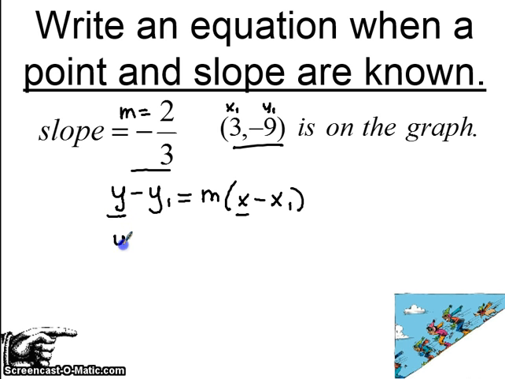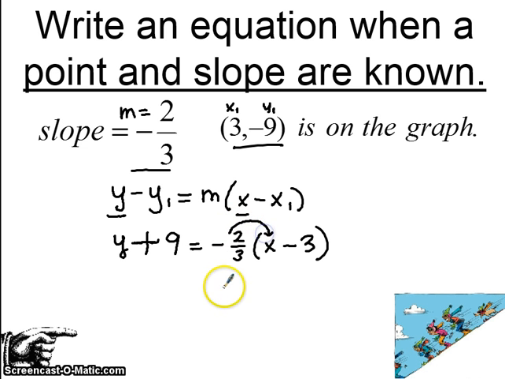So we have y minus, because that's part of the form, y1, which is negative 9. And when we see minus and negative, we know we can rewrite that as a plus sign, equals m, which is negative 2/3, times x minus x1, which is 3. So we have to distribute. Negative 2/3 times x makes negative 2/3 x.